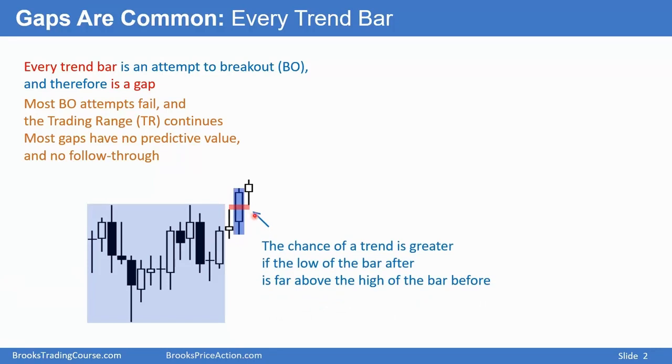Here's a subtle gap. Look at the low of this bar and the high of the prior bar. We have a bull trend bar, so it's a breakout. Therefore, I'm always paying attention to what the next bar does. Will its low stay above all the bars to the left? Will its low stay above the high of the bar immediately before the breakout bar? And if it does, like here, this low is above this high, there's a gap.